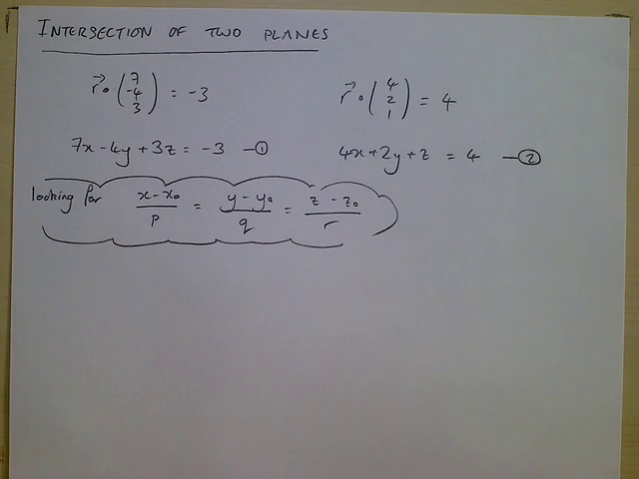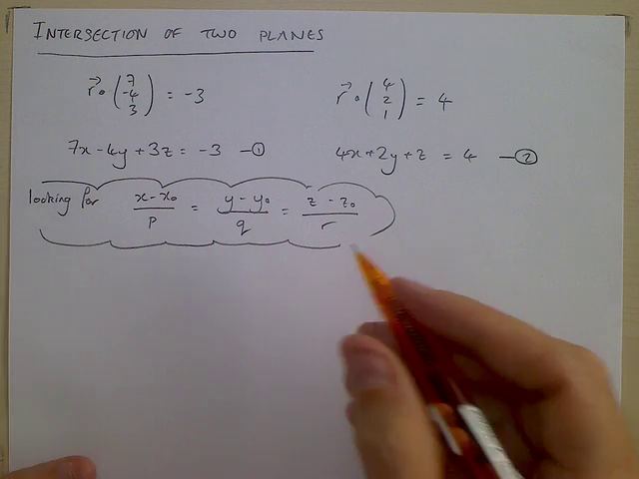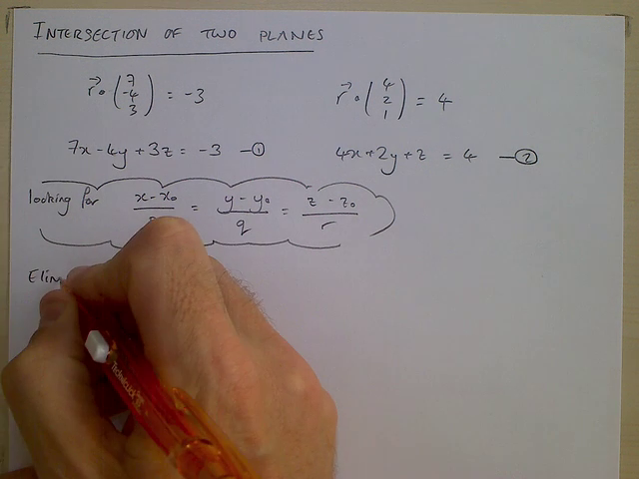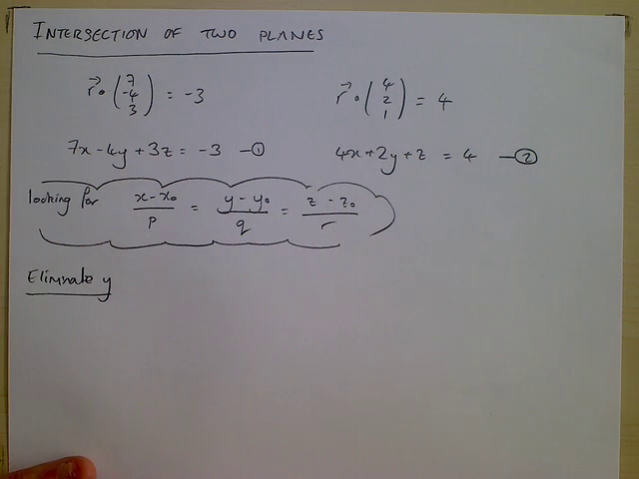So to do that, I'm going to take these two equations and I'm going to eliminate variables in turn. First of all, I'm going to eliminate the y's. Eliminate y from 1 and 2.